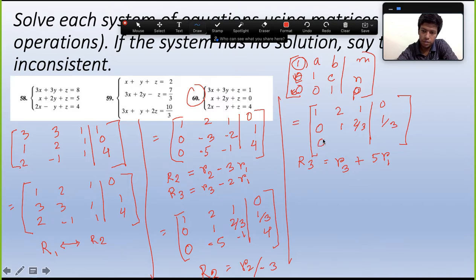First of all, the first one will be 0 because 5 into 0 means 0, 0 plus 0 equal to 0. 5 into 1 means 5, then 5 minus 5 equal to 0. See, we have got that 0. That was our target here. Then 5 into this, 5 into this is 10. 10 divided by 3 minus 1. So 10 divided by 3 minus 1 equals 7 by 3.